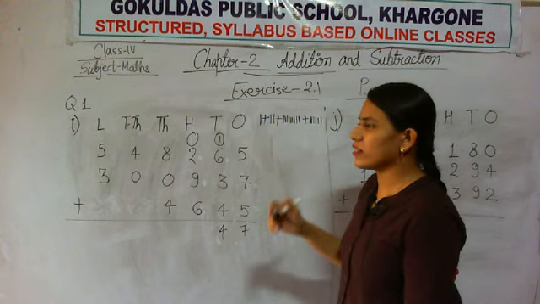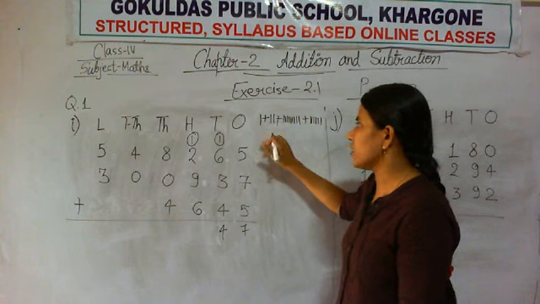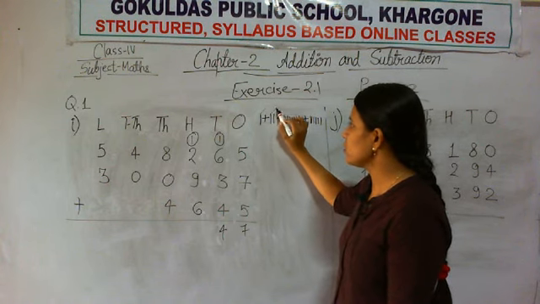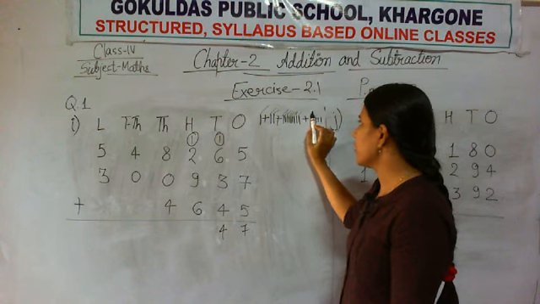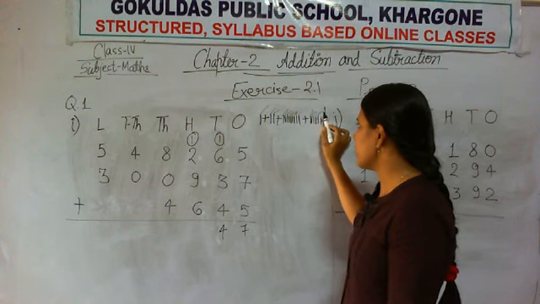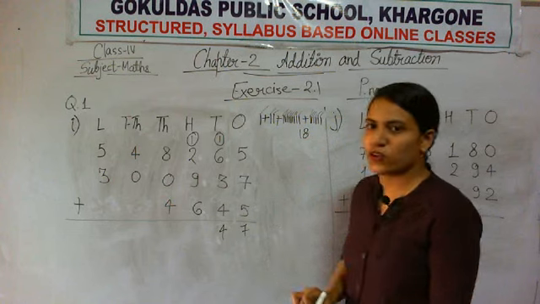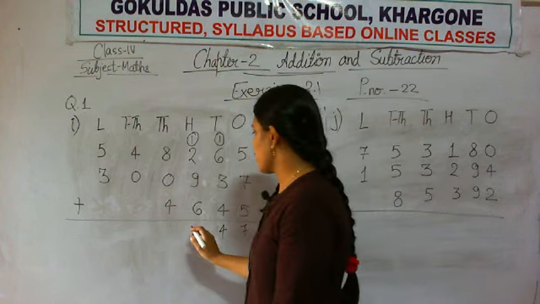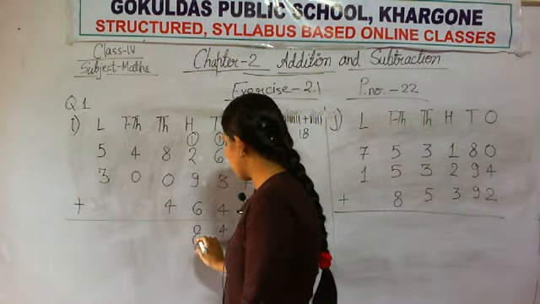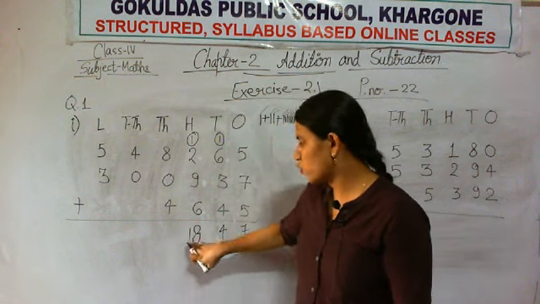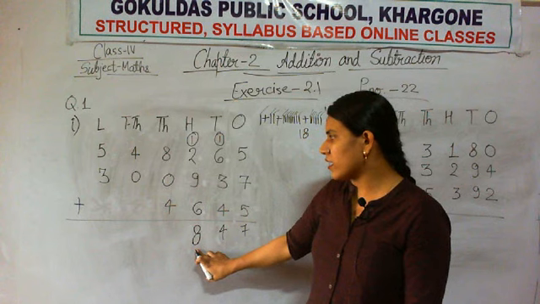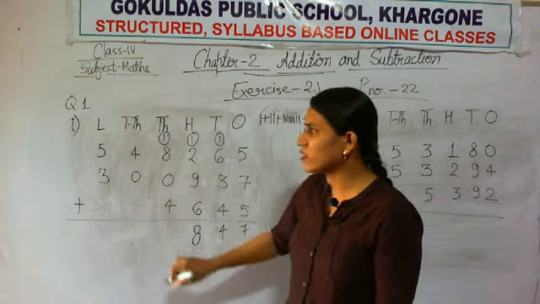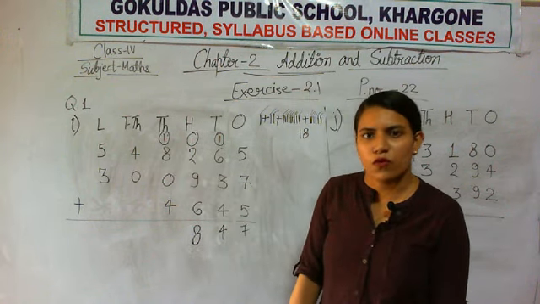Now count all these sticks as you are doing addition here. Now count 1, 2, 3, 4, 5, 6, 7, 8, 9, 10, 11, 12, 13, 14, 15, 16, 17, 18. Your answer is 18. So you will write 8 over here, as you cannot write 2 digits at hundreds place. So you will write 8 only here, and 1 will be regrouped with thousands place.